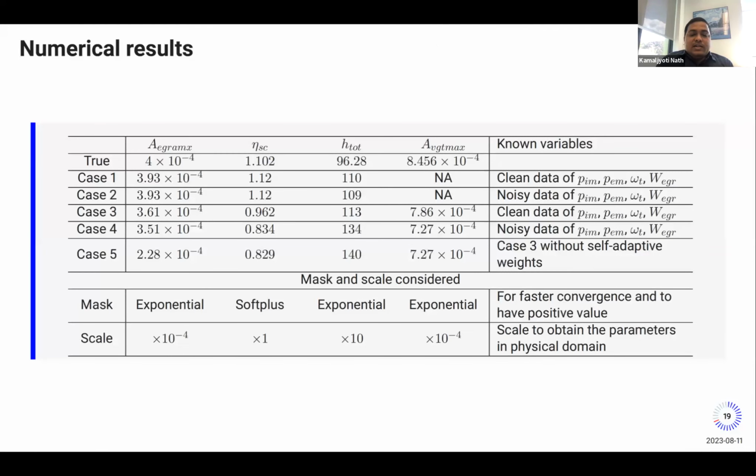Next, numerical results. I studied 5 cases. For 2, 3 and 4 unknowns, we have noise-free data for each case and noisy data. And case 5 is without the self-adaptive weights. Then there is a mask function considered for the unknowns. Why is this mask function required? Again, the same logic: this should not be negative. So this will make sure there is no negative quantity. And then we can see here they have a -4 and this is -4. So these are the scalings so that it converges faster.